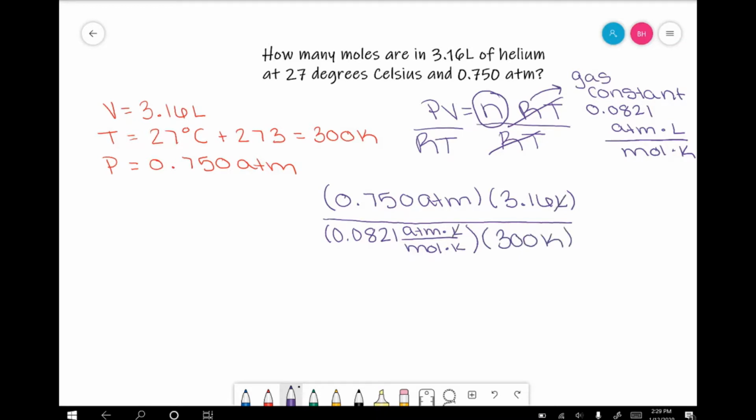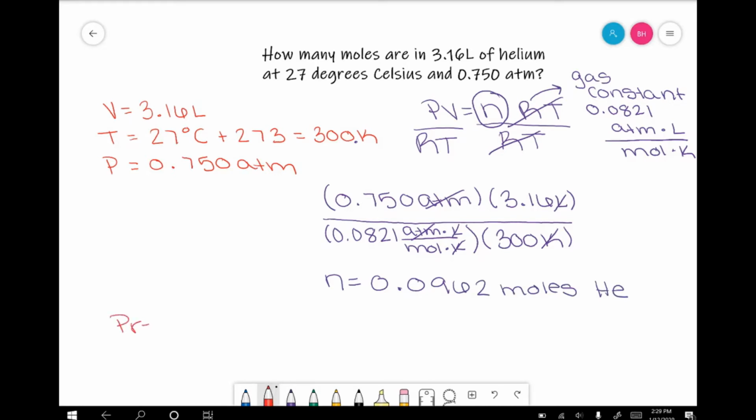Our liters cancel out, our atmospheres cancel out, our kelvins cancel out. So we are left with the units of moles, which is what we wanted because we are trying to find the units of moles. One thing that I do want to point out is that all these zeros are actually significant. So when we write out our final answer, our number should have 3 significant figures. So if I plug that into my calculator, I get my number of moles is 0.0962 moles of helium.